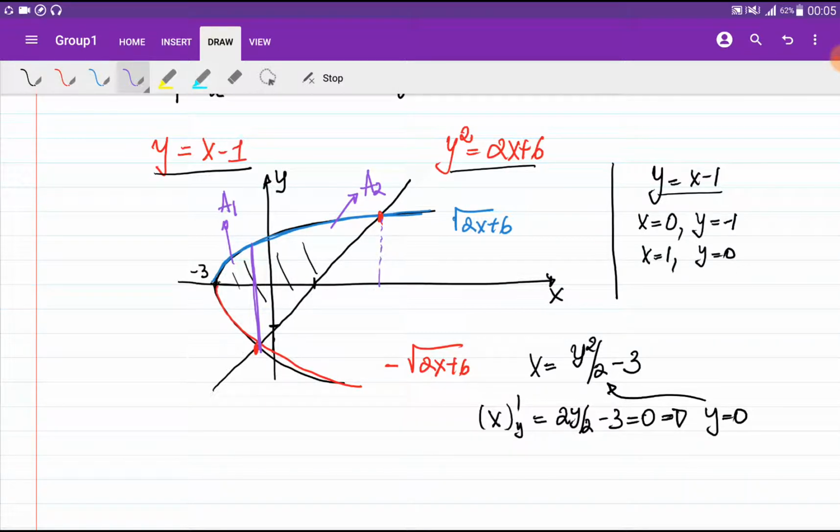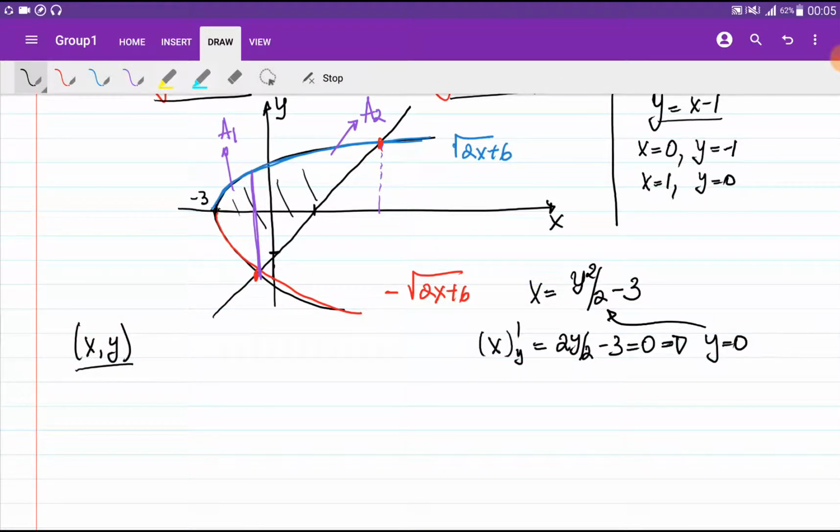We call it the intersection point when the two curves are intersecting at this point, right? So mathematically, it means that we need to figure out the pairs x and y so that this pair will satisfy the equations of both curves. So basically, we need to solve the system of equations: y is equal to x minus 1, and y squared is equal to 2x plus 6. We need to figure out all possible pairs of x and y which would satisfy both of the equations.